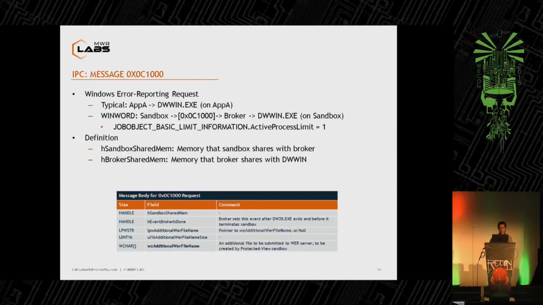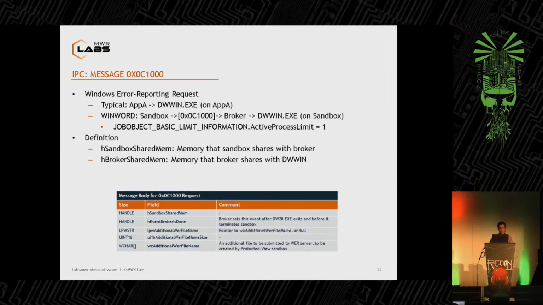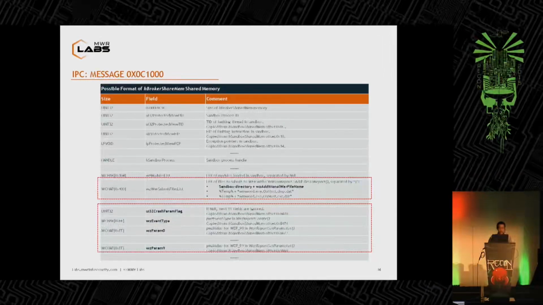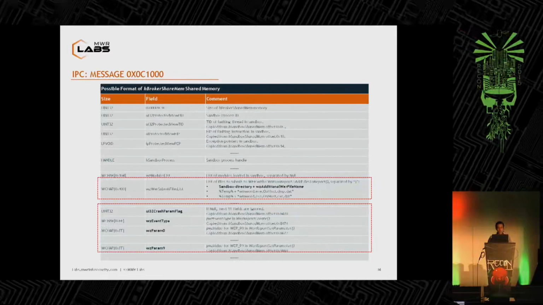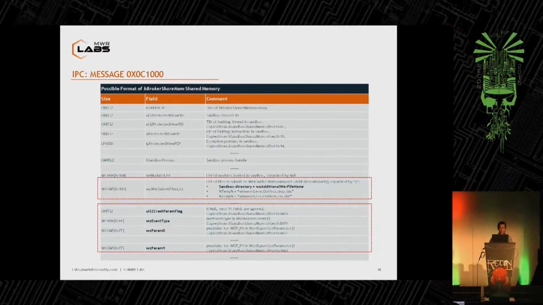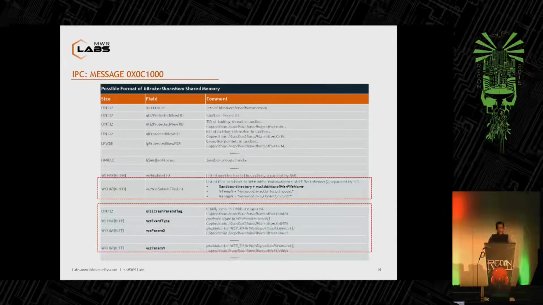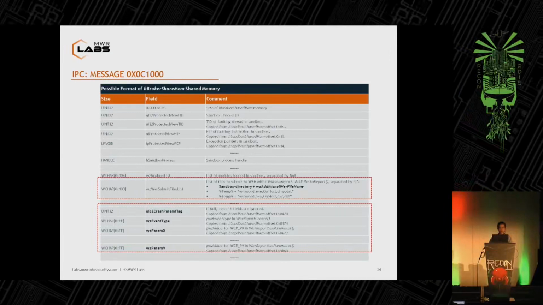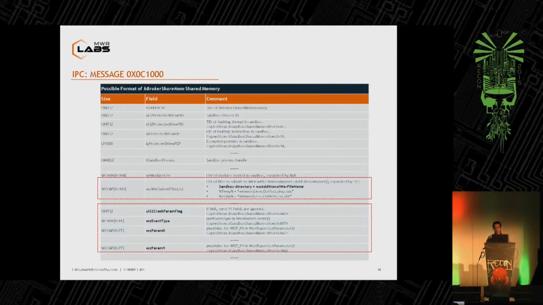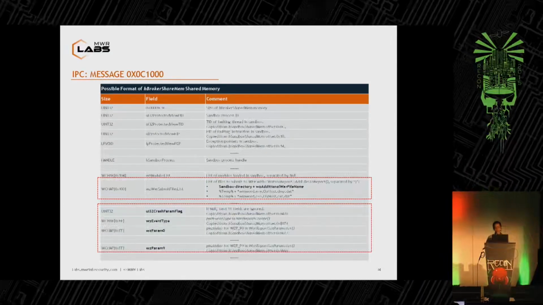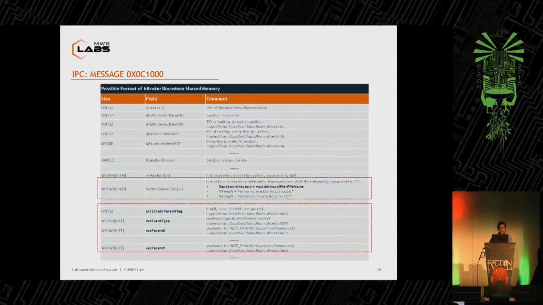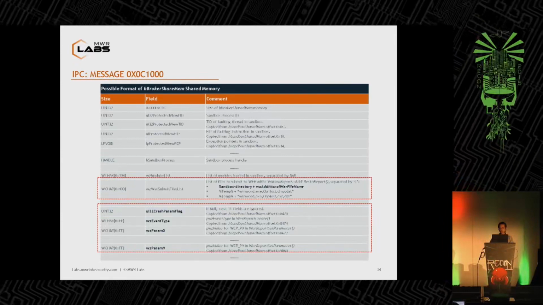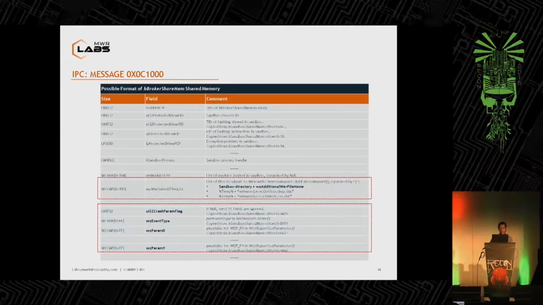Subsequently, the broker will then pass this information to dwwin in the shared memory mode with the broker shared memory handler. And this is the format of the memory that the broker will share with dwwin. Two parts of this shared memory are highlighted here. In the first box, the WER submit file list is a list of full path files that are to be submitted to the WER server. One of these files, the additional WER file name, is to be specified by the Sandbox as part of the IPC request. The second box is a chunk of parameters which dwwin will use for the WER report, and is set by the Sandbox in the Sandbox shared memory.